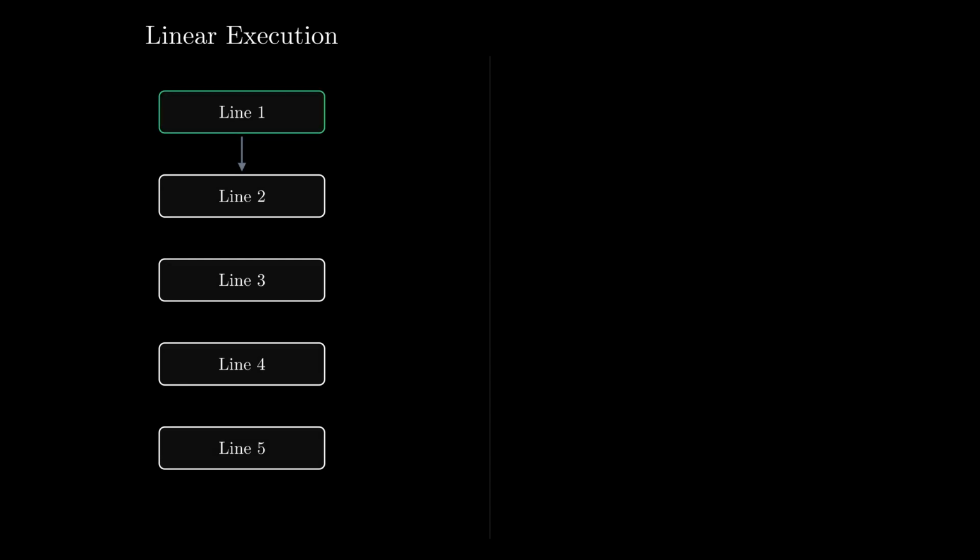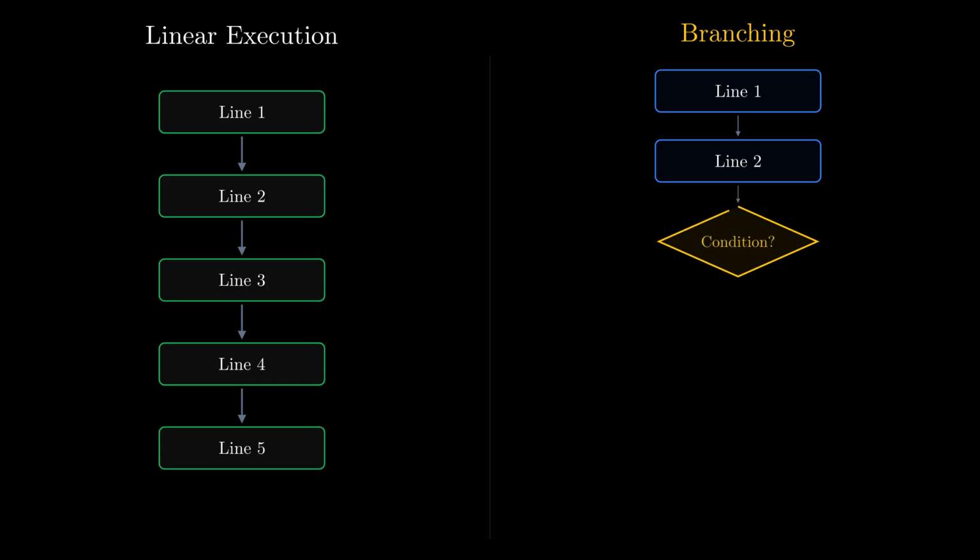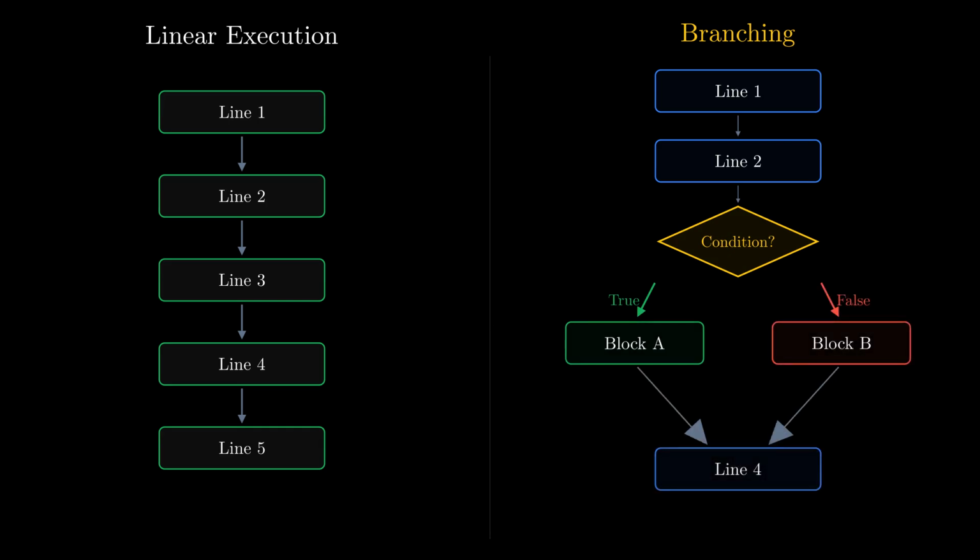By default, Python runs code from top to bottom, one line after another. That's linear execution. Branching breaks this pattern. It lets the program evaluate a condition and choose which code to run next. Think of a fork in the road. Python checks a condition. If it's true, the program takes one path. If it's false, it takes the other. The keywords if, elif, and else create these decision points.